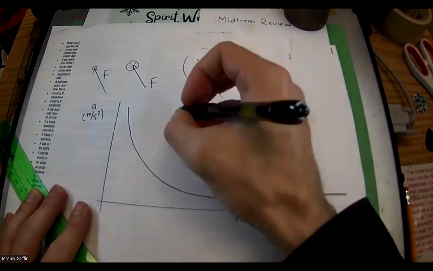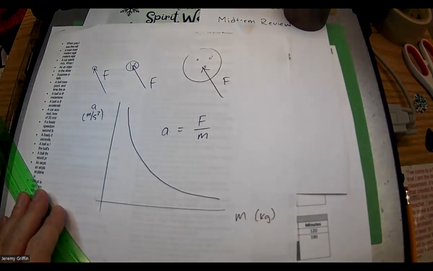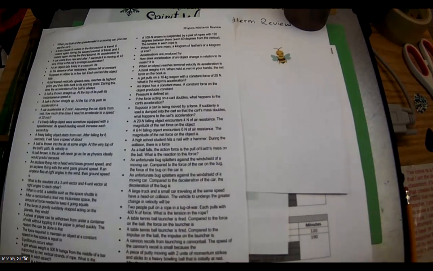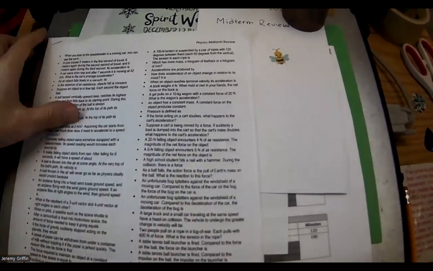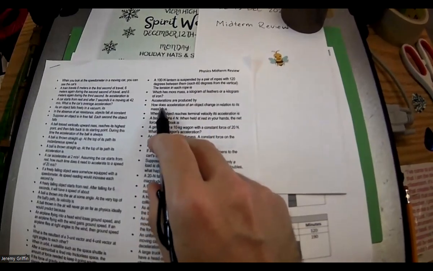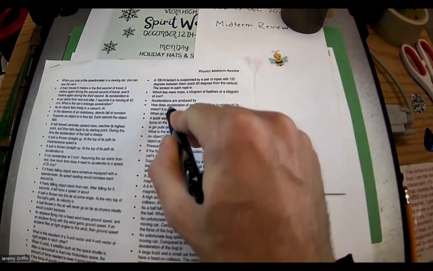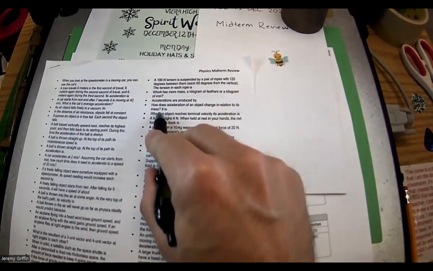Like that, right? Acceleration is force over mass. Oh, look at that. It's Newton's second law of motion, right? An inverse relationship between acceleration and mass. So we've got an inverse relationship between acceleration and mass.